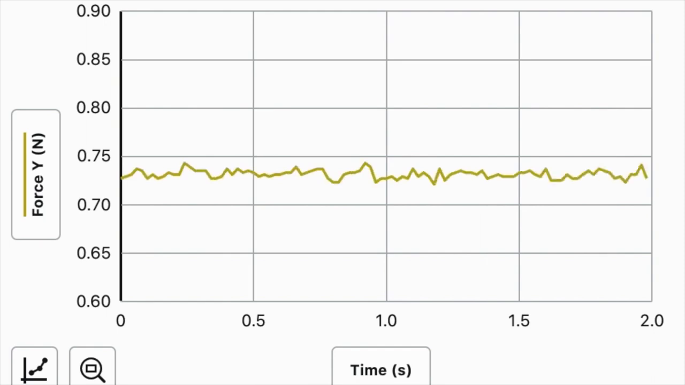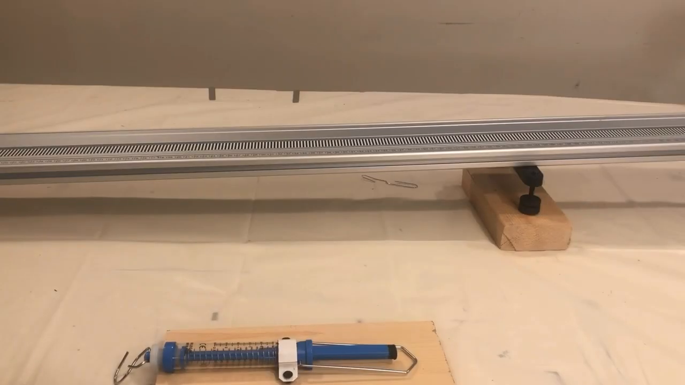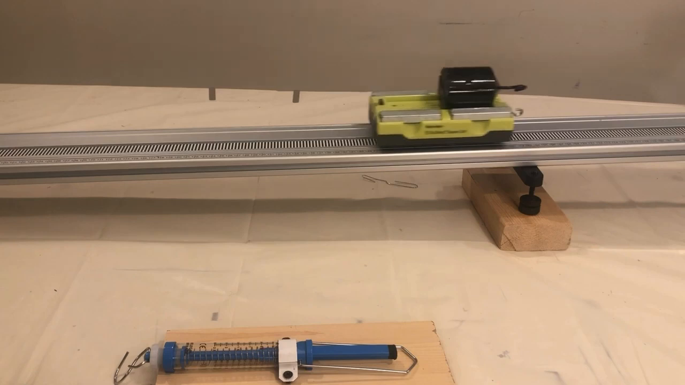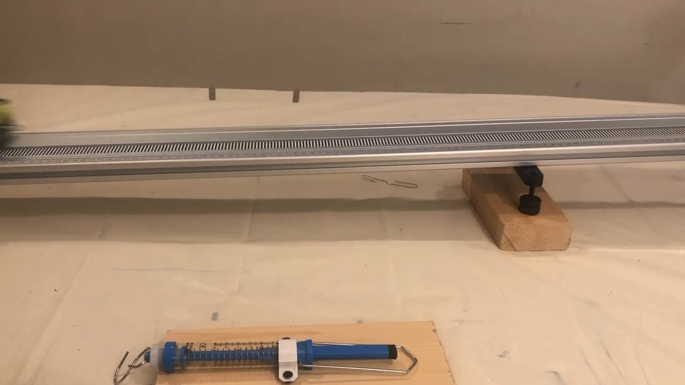A line graph of force over time shows a bumpy line that is around 0.725 newtons. We'll now send the cart traveling up the ramp and record its motion for 2 seconds. The cart is pushed up an empty track and makes it over halfway before slowing, stopping, and rolling back.